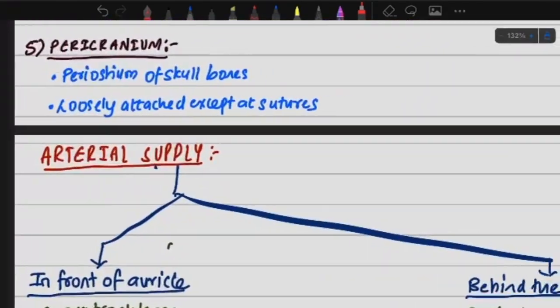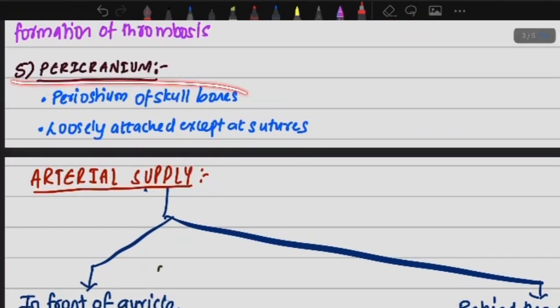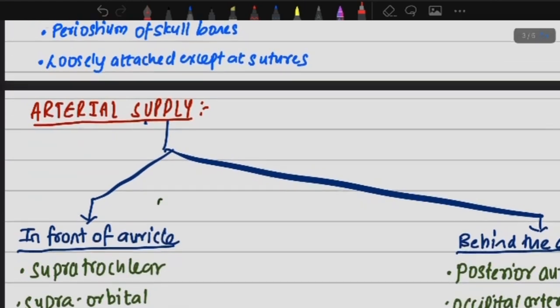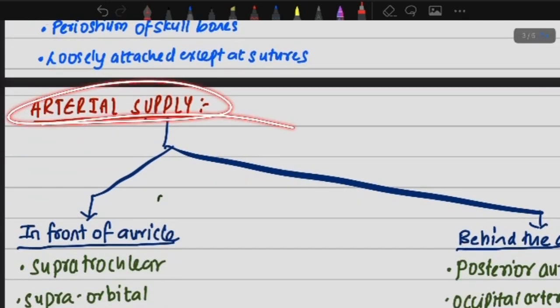Now the fifth layer is known as the pericranium. It is the periosteum of the skull bones and it is loosely attached except at the sutures. So it is not that important, just try to remember. Now let us come to an important segment, that is the arterial supply of the scalp.